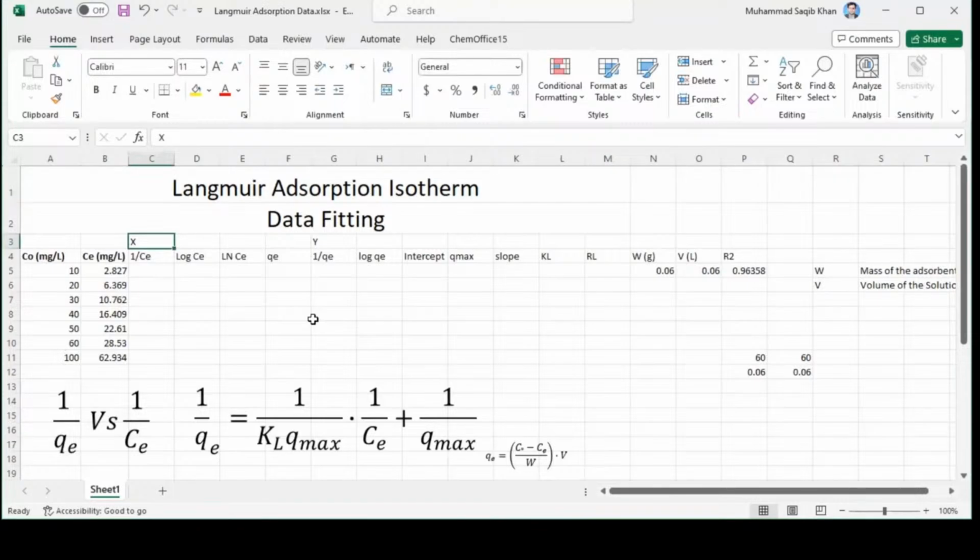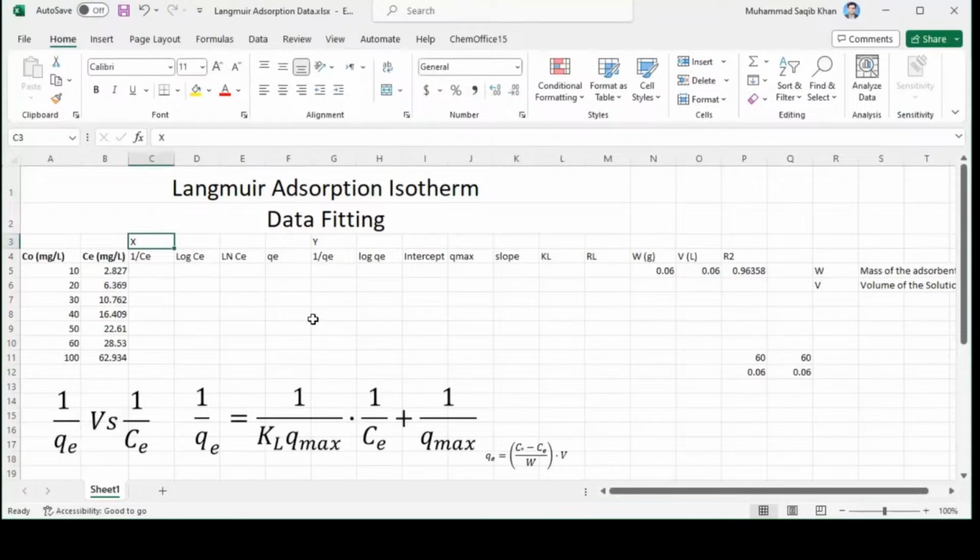So for reporting, you will report the Qmax value and the KL value, and you will discuss the RL value. If you are using 50 ppm, it is also less than 1, so you can say that the adsorption process is favorable as the RL value is less than 1. And the R square value: you can see over here the R square value is 0.99966.